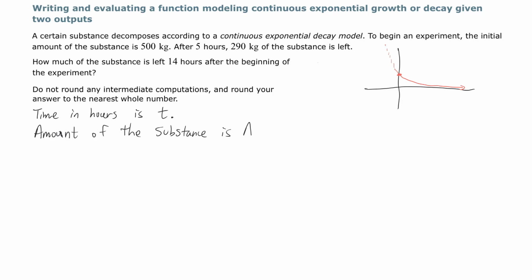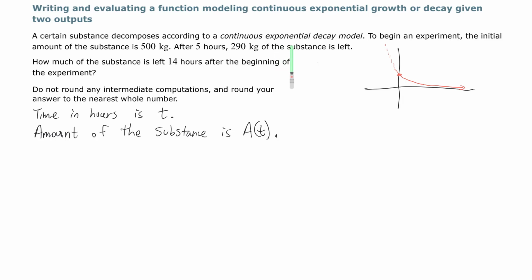Why don't we just use A of T? So we introduced an independent variable, T, and a dependent variable called A of T, or you could sometimes just say A. What else do we have? The initial amount of the substance is 500 kilograms.